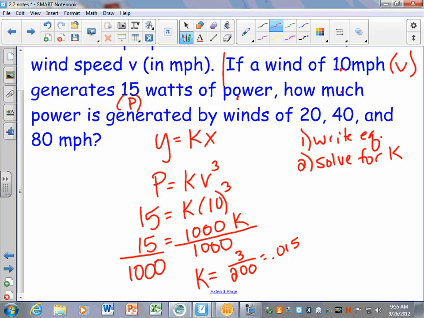Once you know k, you can answer anything that they ask you. Because once you know k, you can actually write a specific equation. We can say, not only does p equal k times v cubed, we can say for this specific problem, we know that p equals 0.015 times the wind speed cubed. So look what's left in this problem. How much power is generated by winds of 20, 40, and 80 miles per hour? How would you do that?